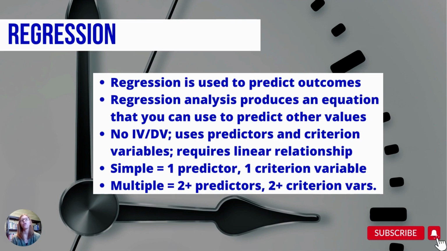Multiple regression is two or more predictors and two or more criterion variables. So that's when it gets more complex in terms of even the equation that is being produced, but also the set of factors that you're looking at. And all of these things combined, can these predict X, Y, or Z outcomes? So that's the basics on regression.